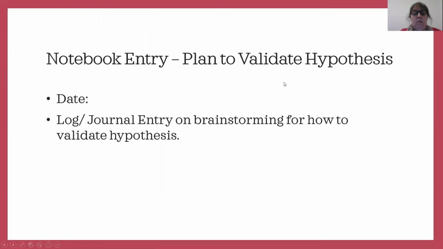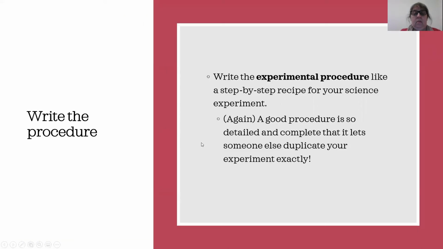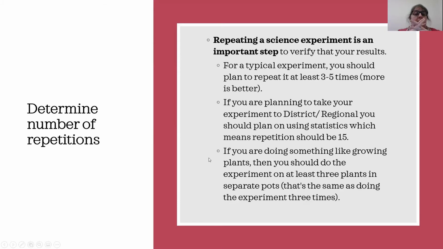Notebook entry, plan to validate hypothesis, right? So how you're going to do it: log your journal entry on brainstorming for how to validate your hypothesis. And this is, again, making sure that everything you think and everything you do about your project gets in your data log. It's so important. So you're going to write out your procedure, and writing out your procedure is much like writing out your assembly instructions for an engineering design. A good procedure is detailed and complete so that somebody else can duplicate your experiment exactly. So you have to do that.